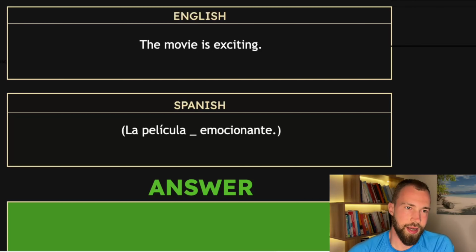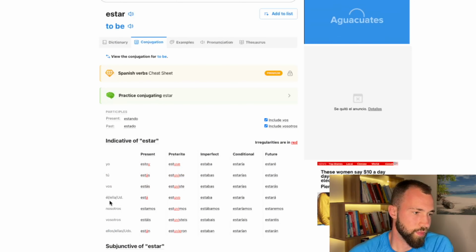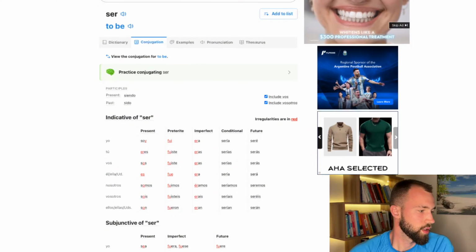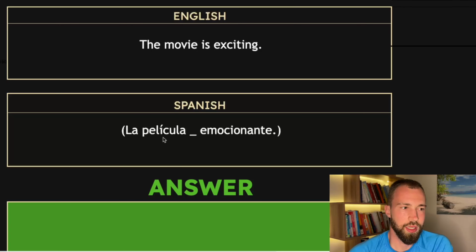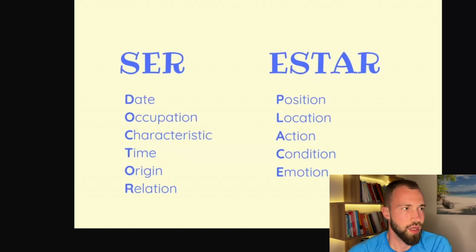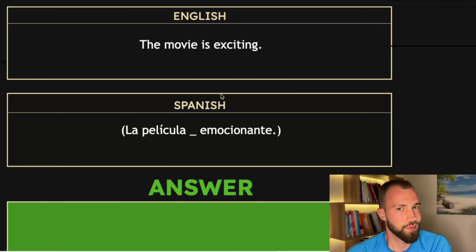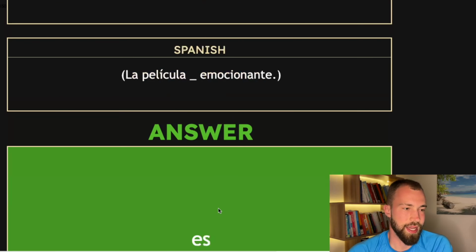So is it ser or estar now? So we know it's either going to be está, right? He, she, it, está. Or it's going to be he, she, it, es. So going back, la película, which one is it? It's kind of in the word there. Actually, no, that might trick you. It's not an emotion that we're talking about. So it's not estar. We're talking about a characteristic of the movie. So it's ser. So la película es emocionante.